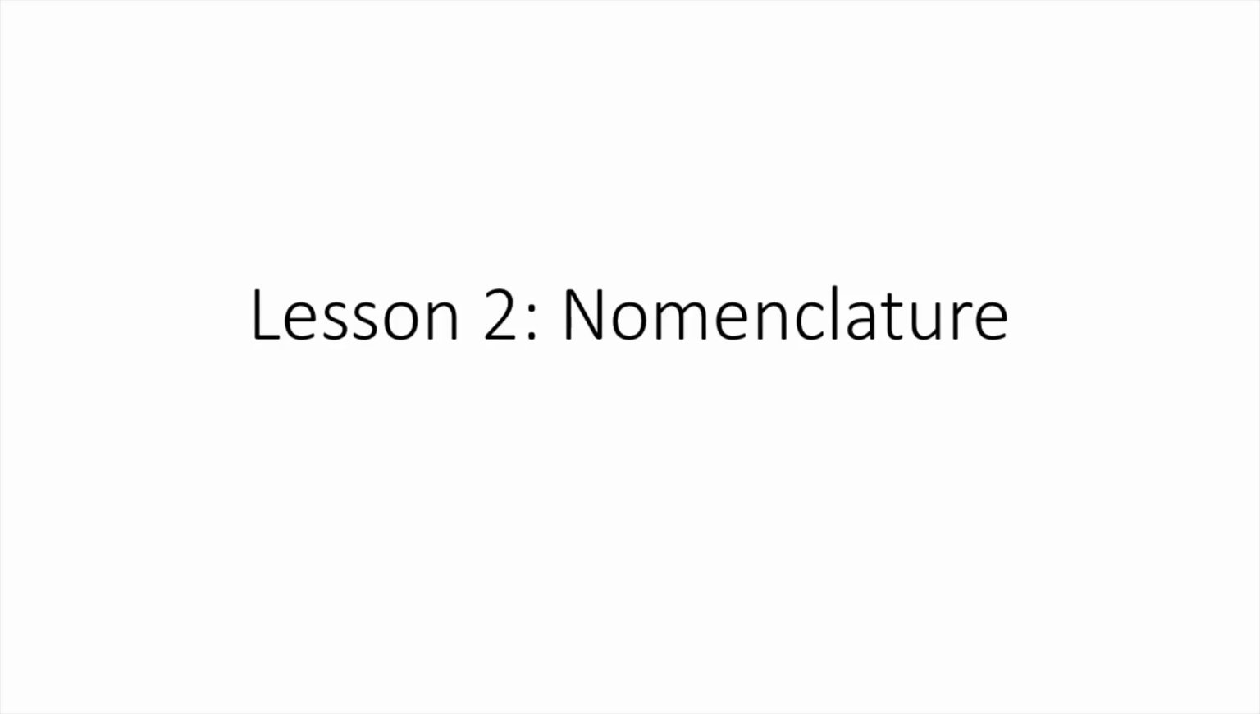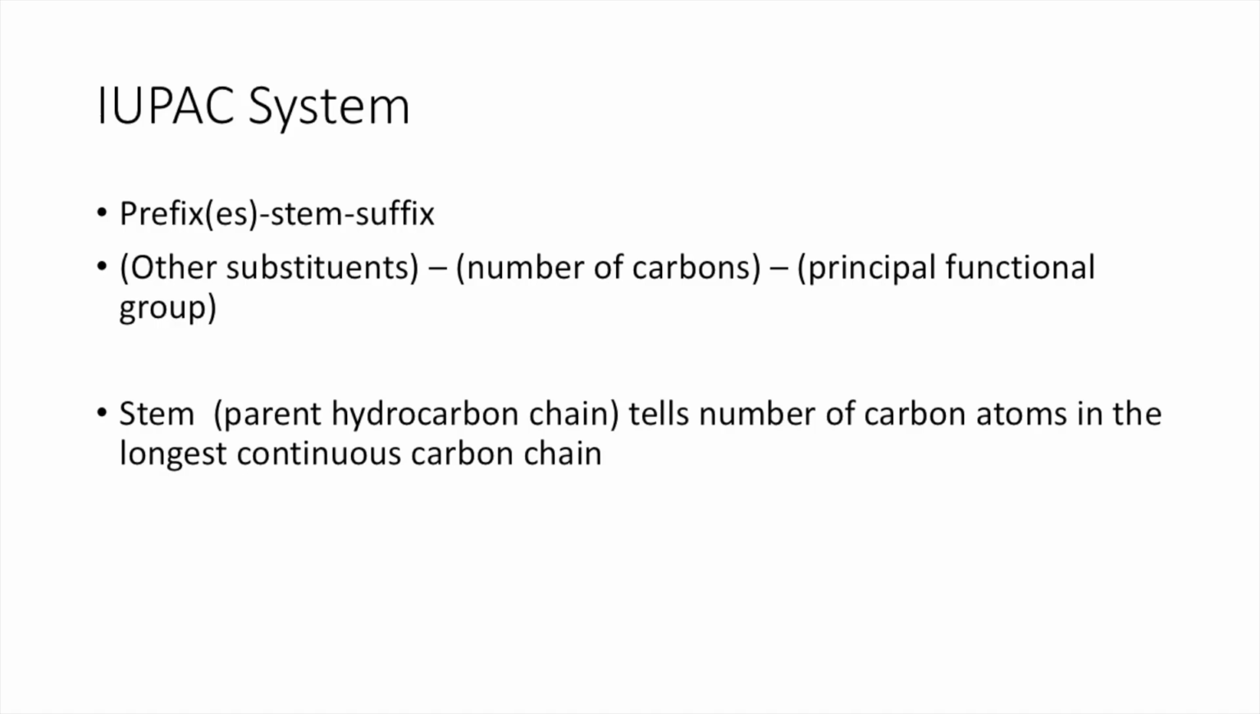Hello, welcome to the second lesson on nomenclature, which refers to the naming of organic compounds. When naming organic compounds, chemists use something called the IUPAC system. Basically, the name of an organic compound consists of three main components: the prefix, the stem, and the suffix, which we will be going into more detail in this lesson.